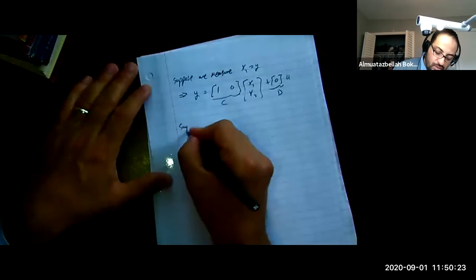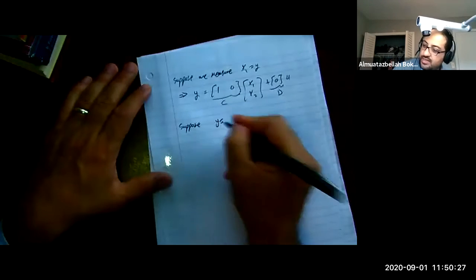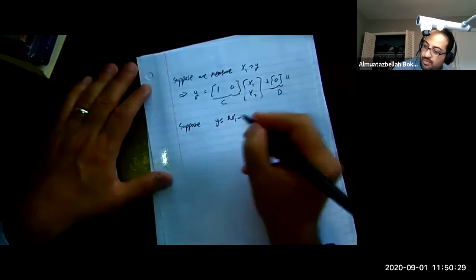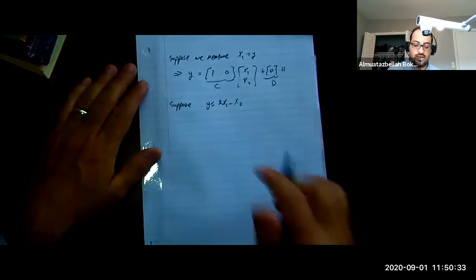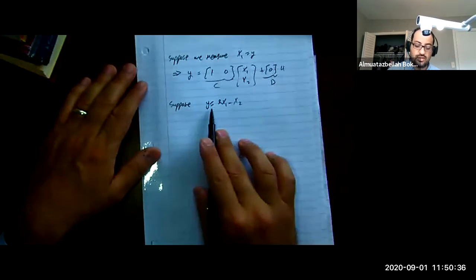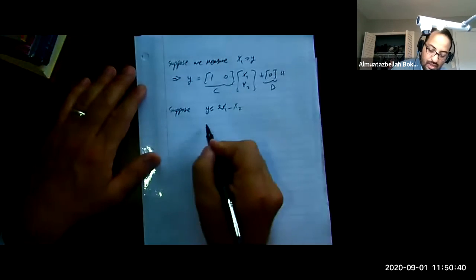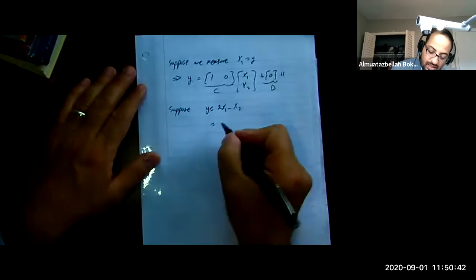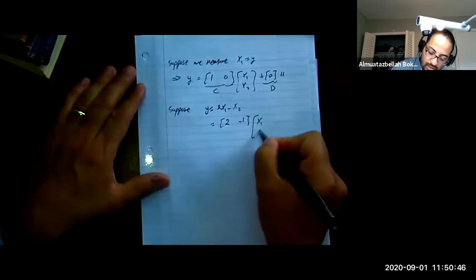Okay, suppose that y is equal to 2x1 minus x2. All right, instead of y is equal to x1, now I suppose that y is equal to 2x1 minus x2. Well, I can represent this as 2, minus 1 times x1, x2.